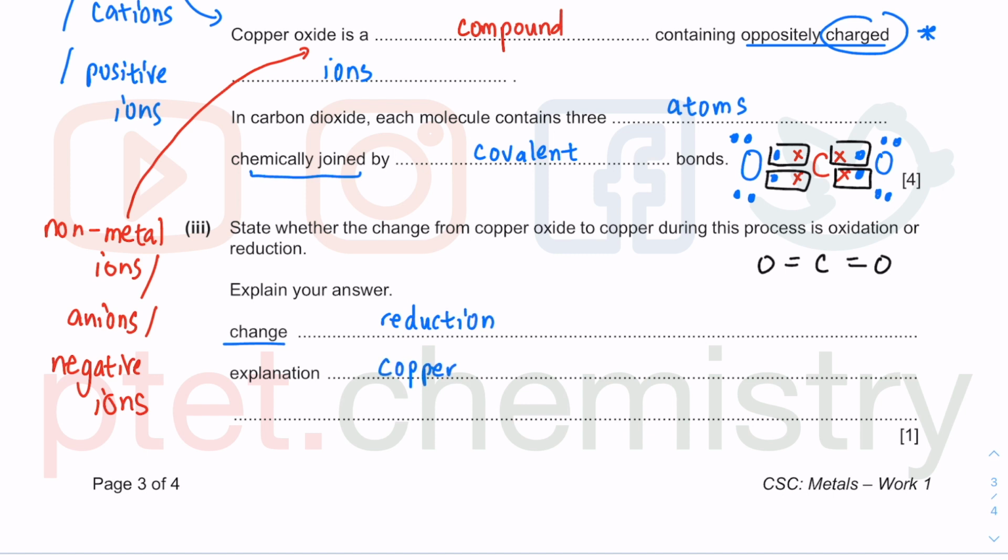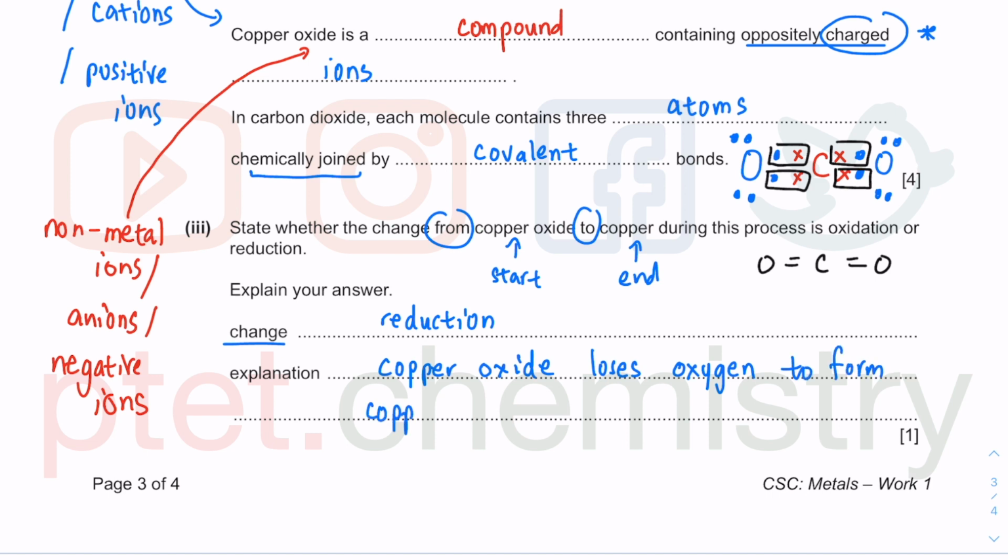So I have to explain it in the context of copper oxide. You start here with copper oxide as your reactant, and you end up with copper as your product. So the copper oxide would have lost oxygen to form copper, and that is just what you call reduction, loss of oxygen there.